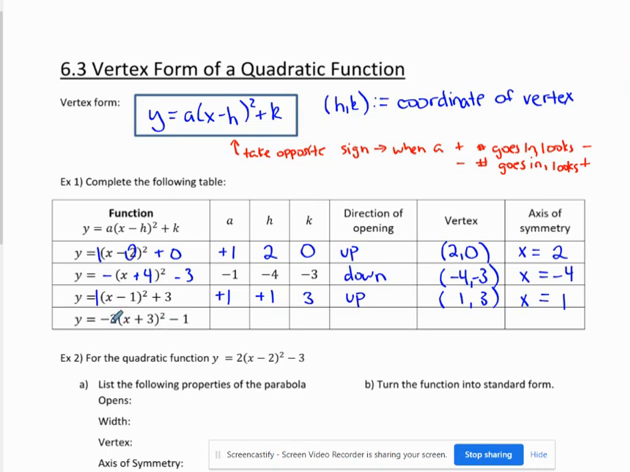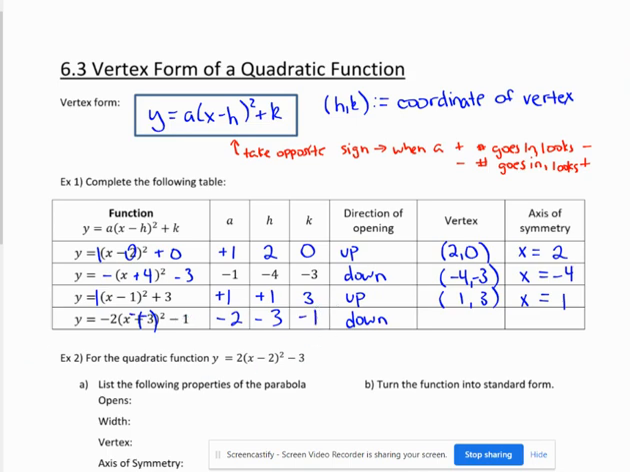Last example here. So A is -2. So since it is a negative, it is opening down. And it will also be narrower, but I'm not asking about width. All right, so then H right here. So since it's +3, this is like minus a -3. Okay, so our H value is -3. So change that sign for that one.